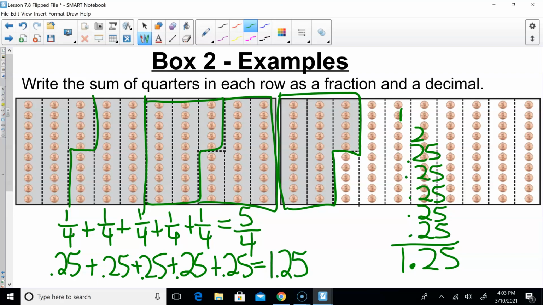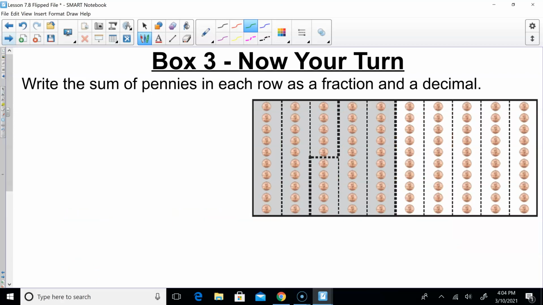So you can pause the video and show us how we wrote down these quarters as decimals and how we added them up as well. So now it's your turn. So you can draw a big line. I want you to write the sum of pennies in each row as a fraction and then as a decimal. So you can pause the video, and good luck.